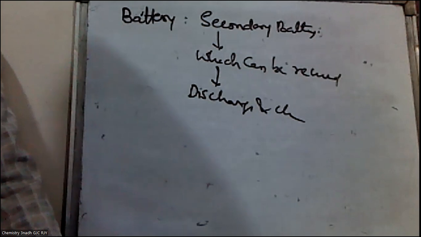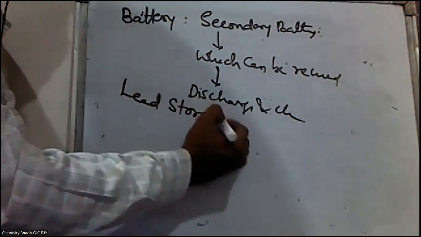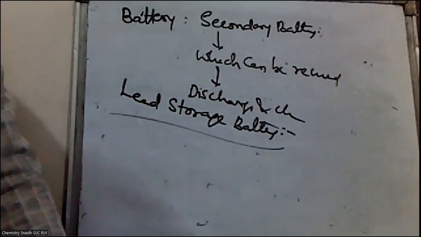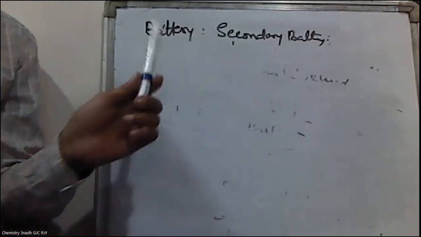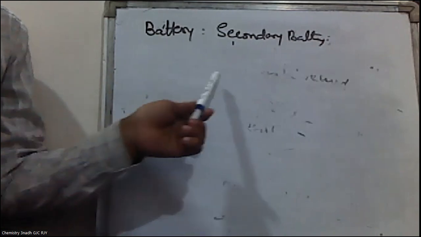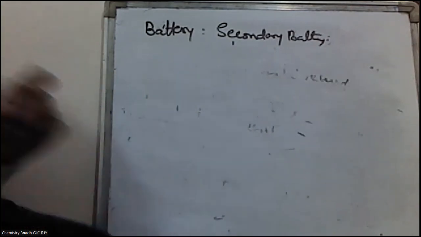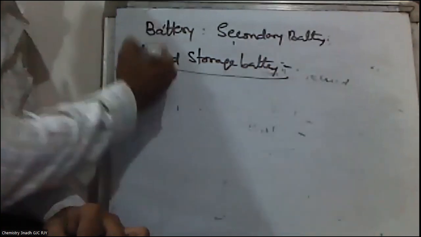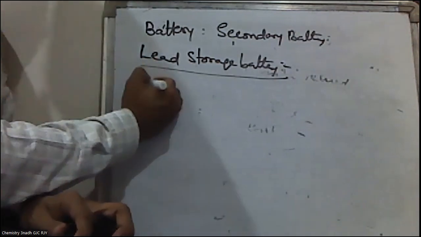The most important secondary battery is the lead storage battery, which is commonly used in automobiles and inverters.